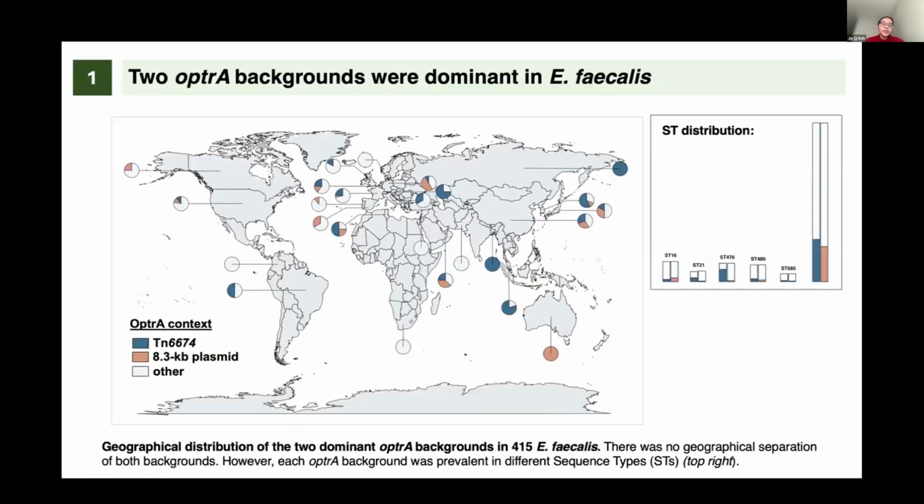So from the alignment, we found that two OPTRA backgrounds were dominant in the E. faecalis species. One of these was a transposon, known as Tn6674, which has been characterized previously, and the other was a plasmid that was about 8.3 kilobases long.